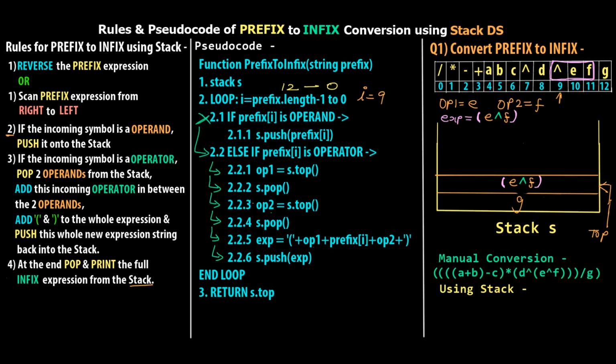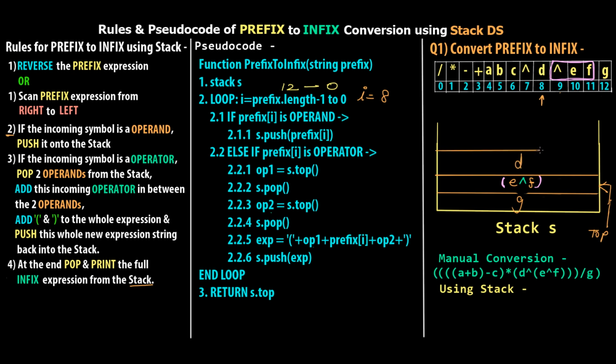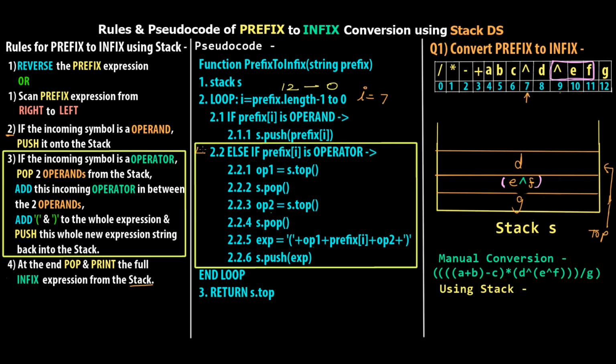Let's move forward. Now obviously at the end of 2.2.6 we will come outside the loop and I will now become 8. So we are at index position 8 now. At 8 we have D. D is an operand. Let's quickly push it onto the stack, because when it is an operand we simply push it onto the stack. So D becomes the new top of the stack. Then I becomes 7. We are at this index position and again it is a raise to operator. So this time 2.2 will be executed.